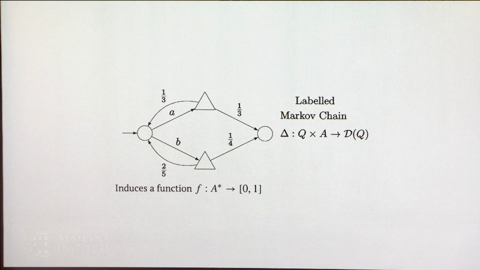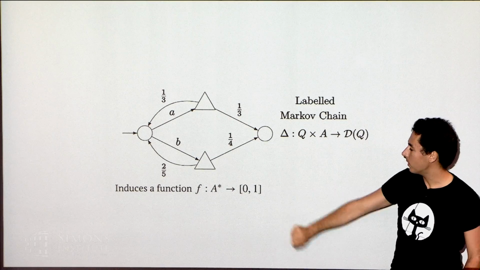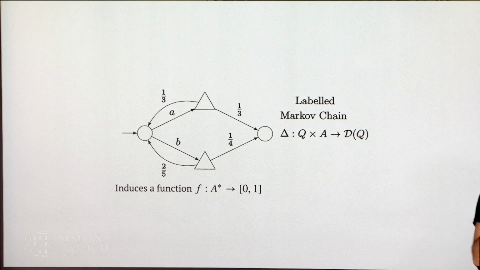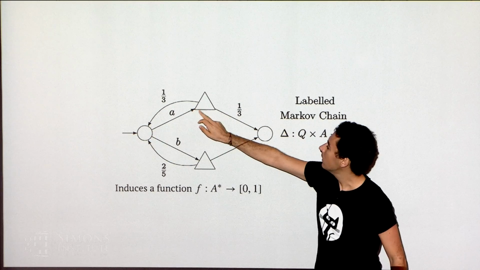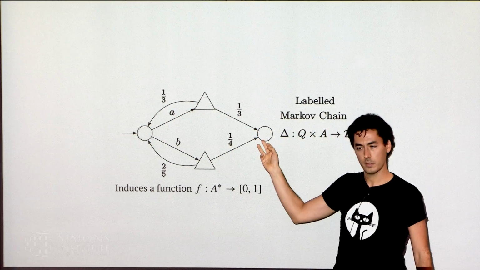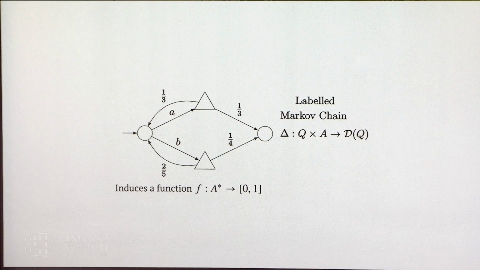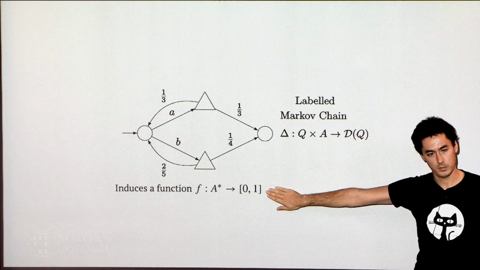Those labeled Markov chains, I will see them as inducing this function. Let's say it's the semantics of this Markov chain. When you read a finite word, you're looking at the probability, you're simulating it, and you're looking at the probability to still be there. So for A, this would be 1/3 plus 1/3. And then I would continue. Those are labeled Markov chains, and when I want to say something about them, I'll talk about the functions they induce.